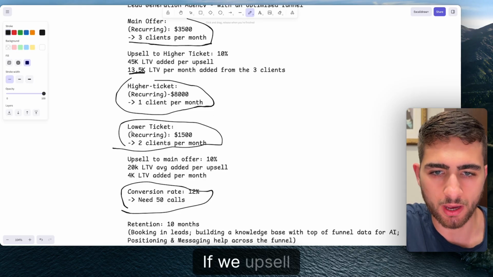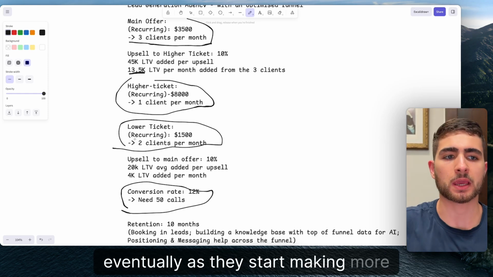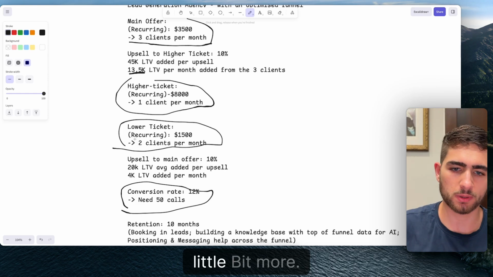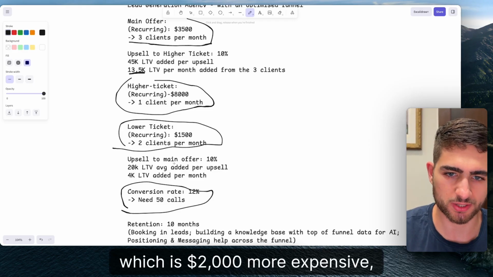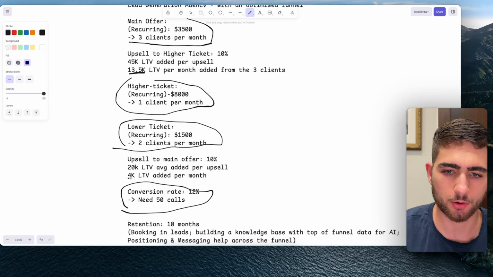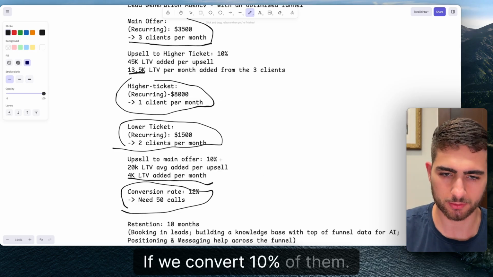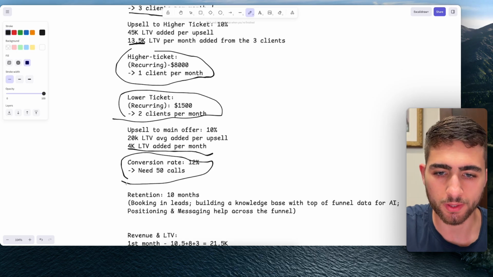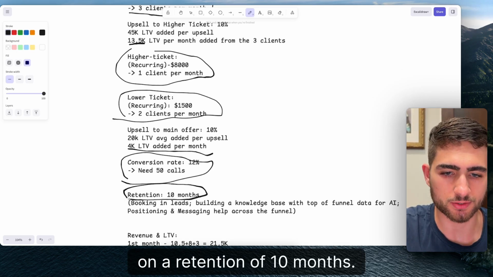12%. If we upsell the people in the lower ticket one, eventually, as they start making more money and they trust the company a little bit more, if we upsell them into the main offer, which is $2,000 more expensive, then we're making 4K LTV added per month on average, if we convert 10% of them. Now, this is based on a retention of 10 months.